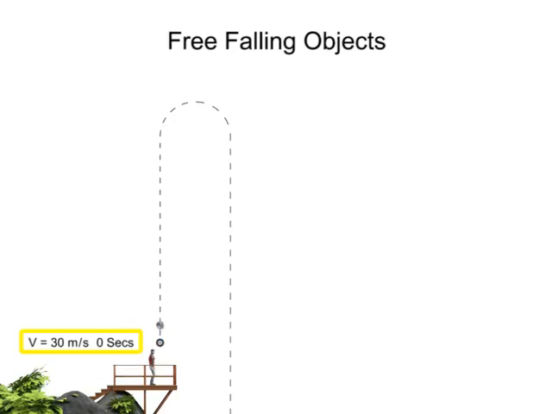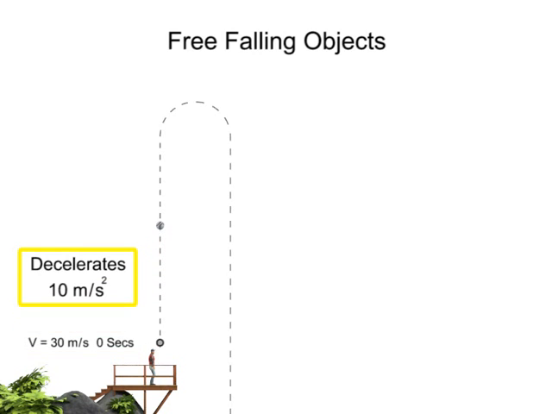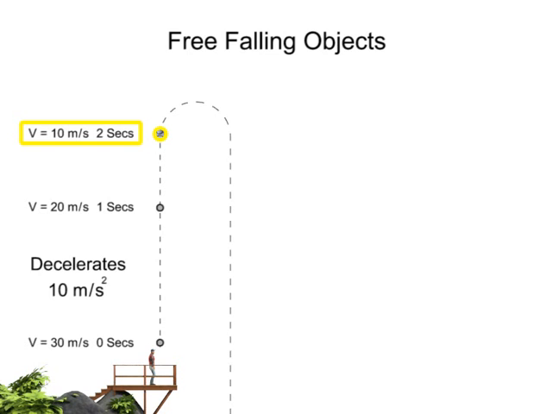As the ball travels upward away from the Earth, it slows down, or decelerates, at a rate of 10 meters per second squared. After 1 second, the ball is only traveling upward at 20 meters per second. 2 seconds later, its velocity is 10 meters per second. After 3 seconds, the ball is traveling at 0 meters per second.